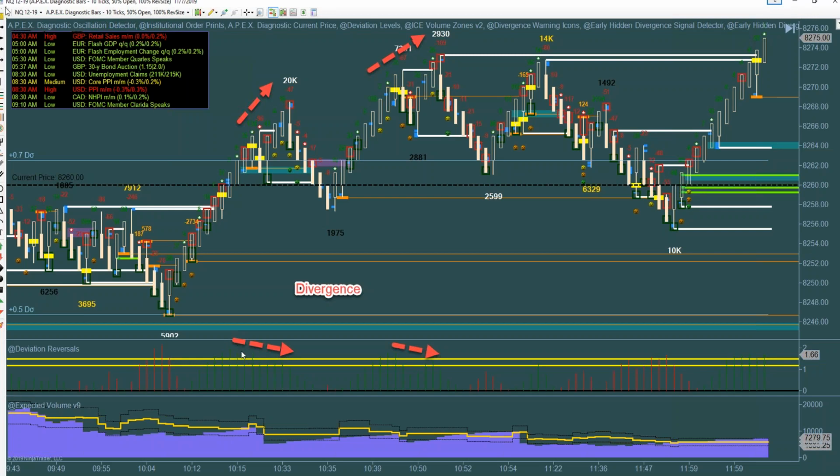So running up, losing steam. Whether it be on DR or on OD, that's divergence. It means expect the market to reverse or pull back. And we get an X box with a trapped order right there. On less steam, take it against the trend.